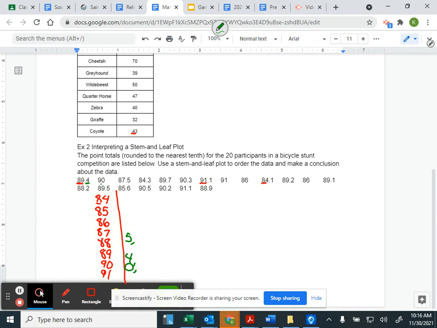We got 87.5, 84.3, 89.7, 90.3, 91.1. This 91 has nothing, so a 0. 86 is a 0. 84.1, 89.2. 86 is a 0.